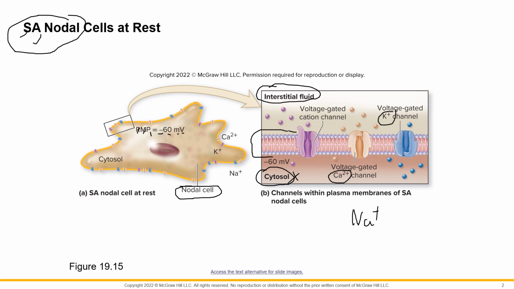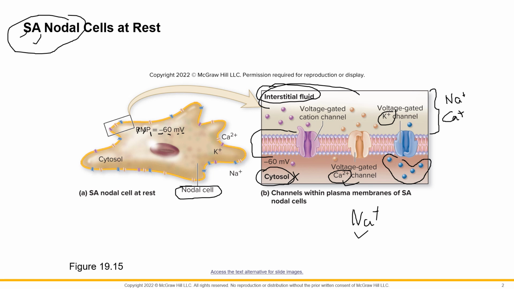So point to note that the sodium ions and the calcium ions, there are more of these ions on the outside of the cell. So on the outside of the sinoatrial nodal cell is where more of your sodium and calcium ions are going to live. Sodium and Ca2+ are highly concentrated outside the nodal cell, and there's less of these inside the nodal cell. Inside the nodal cell, you have a higher percentage of potassium ions.